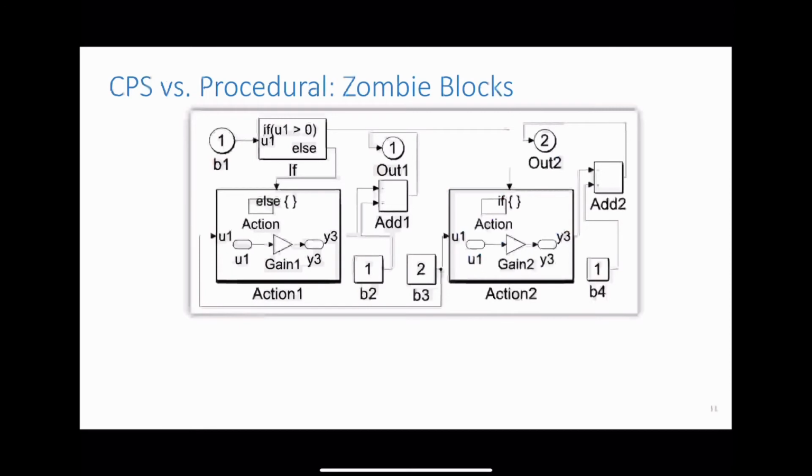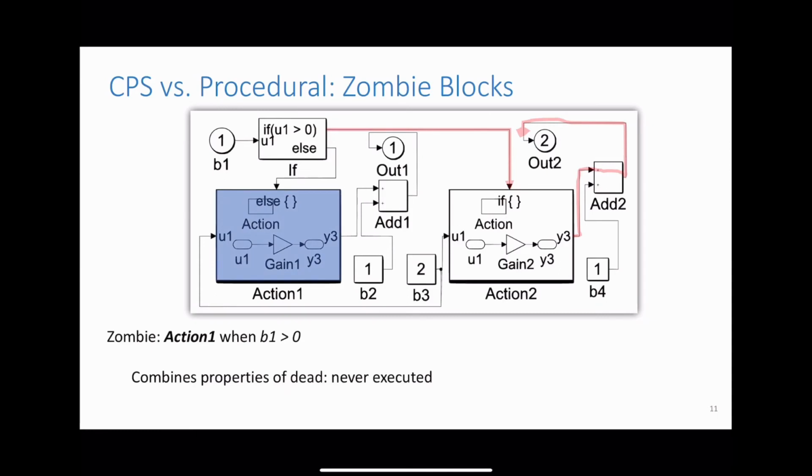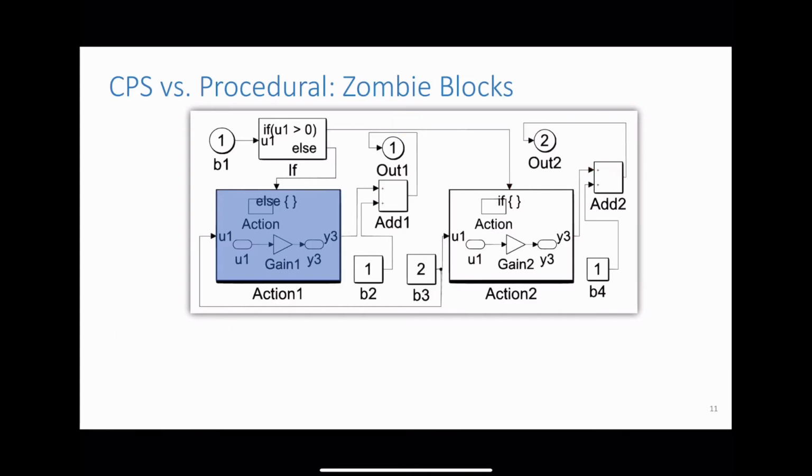For instance, CPS models have this notion of zombie blocks. Let's see this example. The if block always chooses the action 2 block, so action 2 is clearly live. And this means action 1 will never get executed, so it has properties of a dead block. However, action 1 is actually sending output to other live regions in the model, so it also has some live-like properties. In this manner, action 1 has properties of both live and dead. We call it a zombie block.